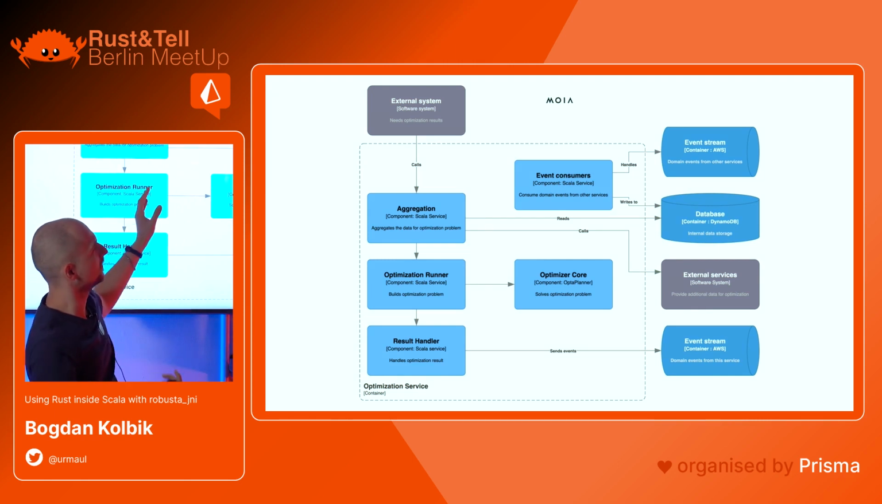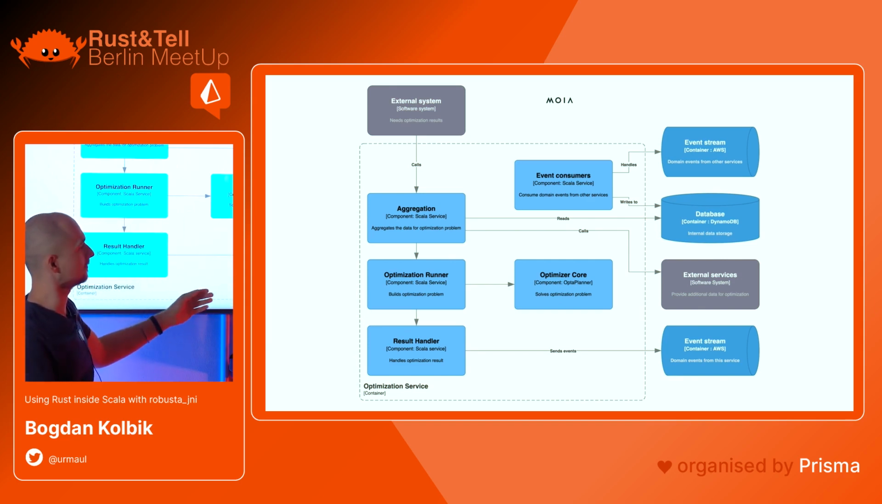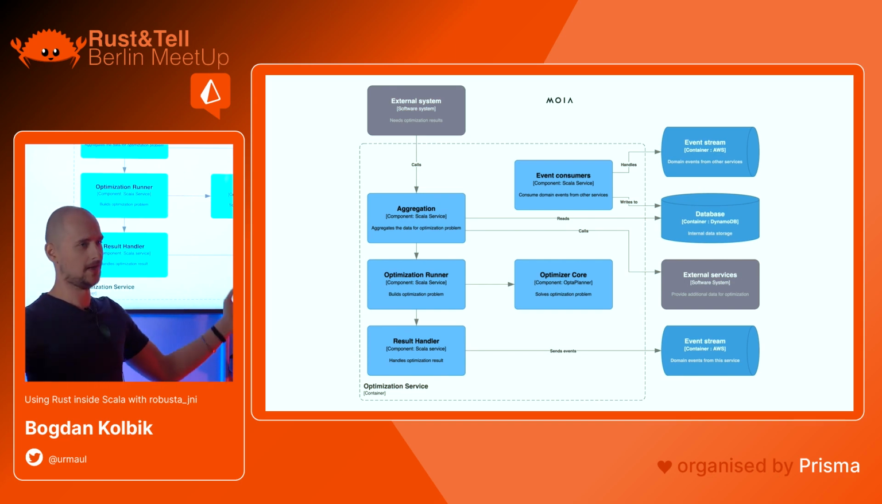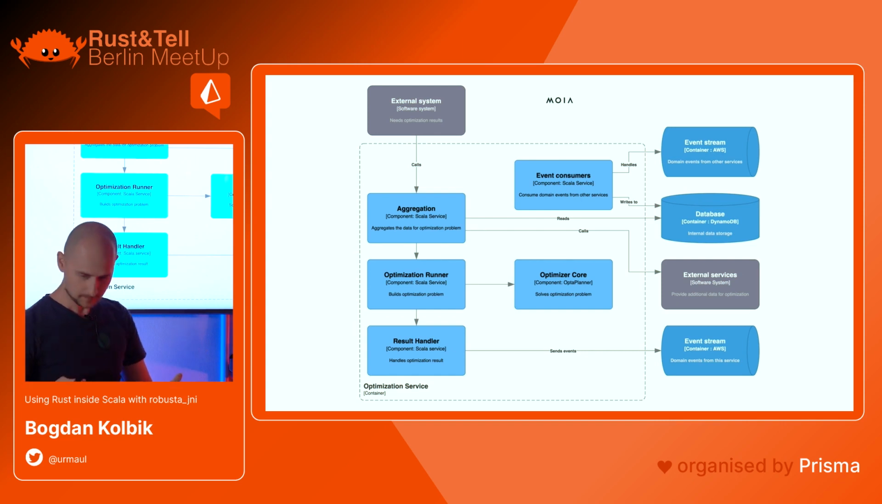We consume some domain events from other services. We make synchronous calls to external services. We get something from the database. We aggregate everything. We map it to the problem. And it's also not that easy. We have a decision tree inside. I'm not going to talk about it.